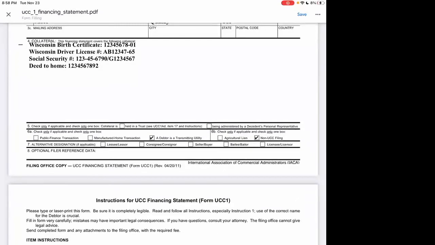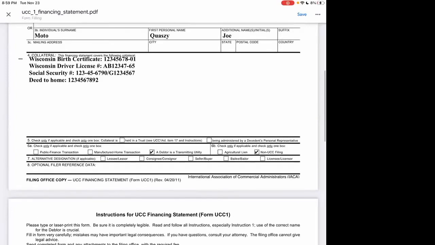All right, 6A, if applicable, check only one box. So we've got public finance transaction. I would use that, for example, if I was doing a private transaction and I wanted to make a public record of it. All right, manufactured home transaction. That's pretty self-explanatory. You don't really use those too often unless you're building your own home and you have a contract with somebody like that. And debtor is a transmitting utility. That's just an interface to communicate with other secured parties or creditors in regards to this UCC financing statement.